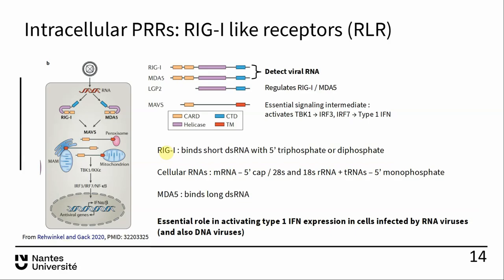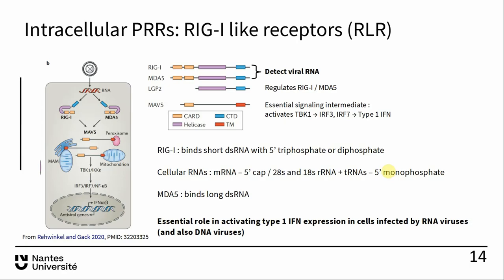Okay, so going over this again. Cellular RNAs, messenger RNA, has a 5' cap, whereas RIG-I will only recognize RNA with a 5' triphosphate. So this is not the same structure at the 5' end. Biochemically, it's different. And it's the same for ribosomal and transfer RNAs. They have a 5' monophosphate. That's different. So for RIG-I, we know why it will only be activated by viral RNAs.